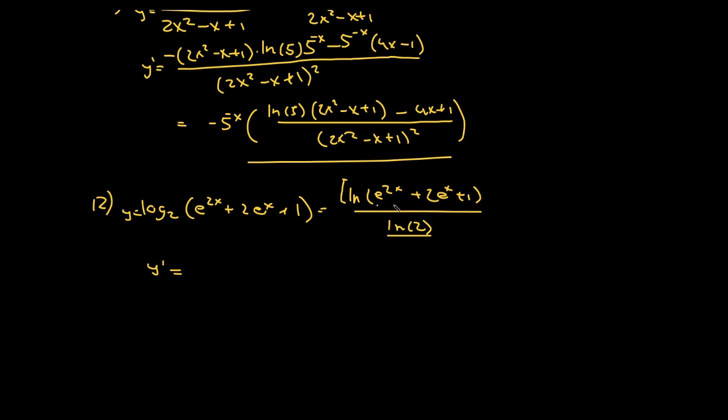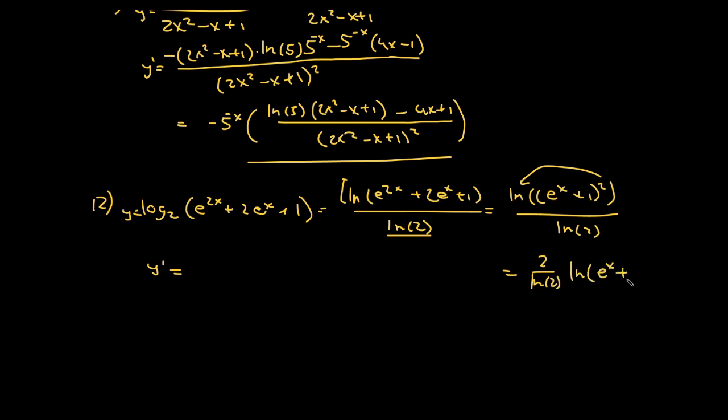Alright, so the top part, actually first of all I will factor this top part because I see that this e to the 2x plus 2 e to the x plus 1 can actually be written as e to the x plus 1 squared, like that. And that means I can take this 2 out of the logarithm and that just becomes a factor, right? And this is a considerably nicer function to differentiate, I think.